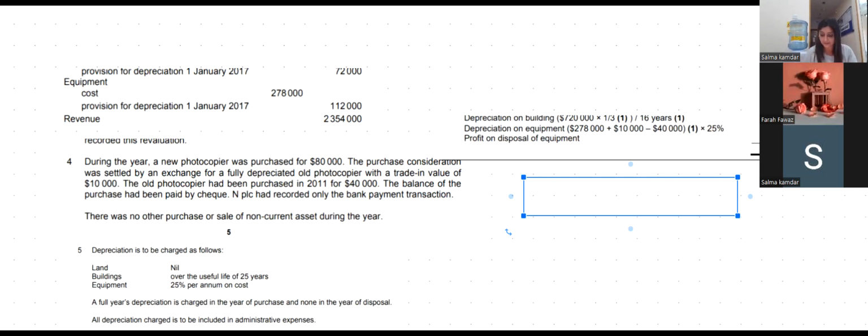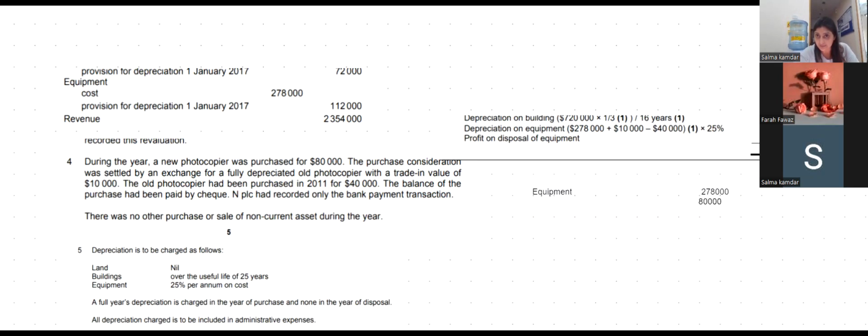So you have 80,000 equipment, and now the purchase consideration was settled by an exchange for a fully depreciated old photocopier which had a trade-in value of how much? 10,000. Okay. The old photocopier had been purchased for 40,000.